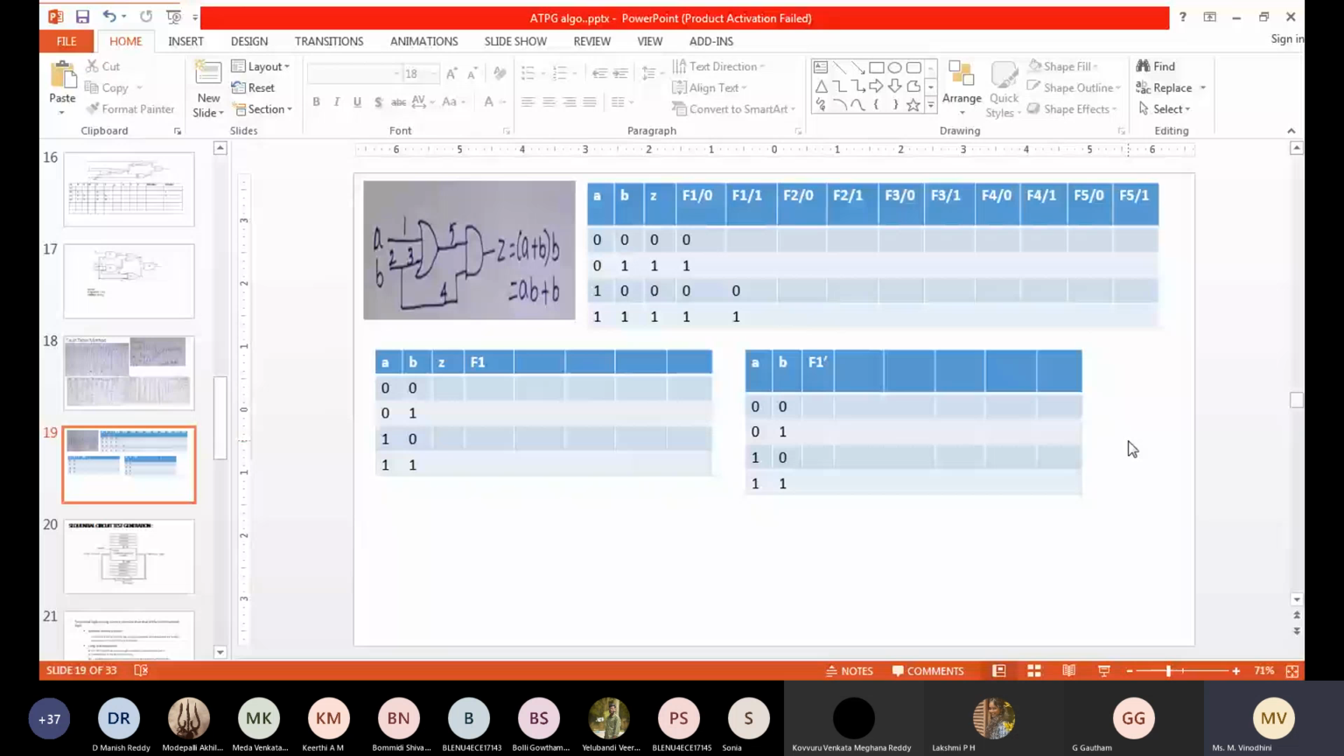So coming November 3rd, I planned for the quiz. So definitely I will extend the class, students. First I will take the class, first I will complete the fault table method, then only I will conduct the quiz. Okay?